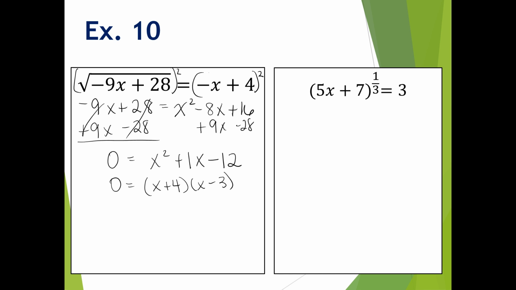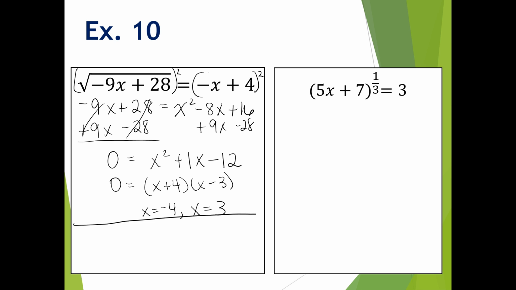When you solve those, when you set x plus 4 equal to 0, you get x equals negative 4. When you set this one equal to 0, you get x equals positive 3. Now we got two answers, so we're immediately suspicious. We also had the same weird stuff going on as last time.